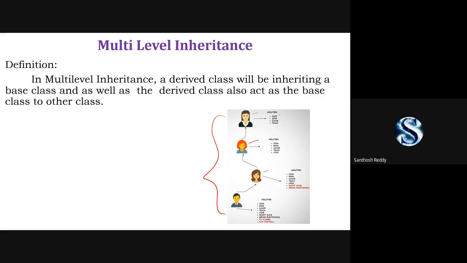For the first lady, we have cook, sing, dance, and teach. These are the only attributes she has. Whereas the next level lady has all these 4 attributes, along with a separate characteristic which is called code. Coming to the next, apart from all these things, she has another 2: one is shotguns, another one is repair electronics.